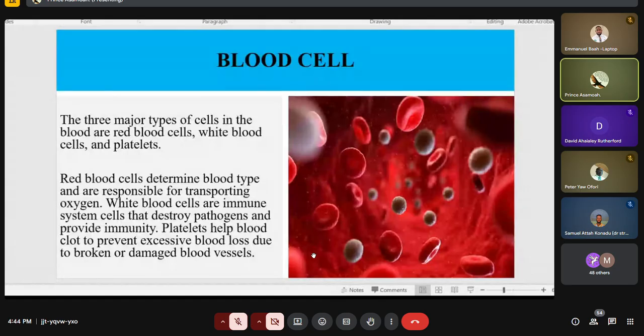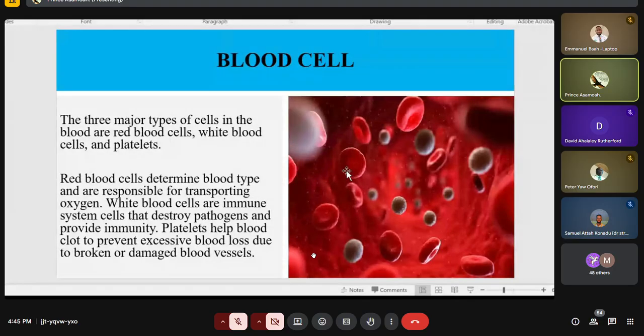Now, red blood cells determine blood type and are responsible for transporting oxygen. Red blood cells, as you can see them here, contain hemoglobin. Just one red blood cell contains about 280 million hemoglobin, and each hemoglobin has 4 molecules or attachment sites for oxygen.